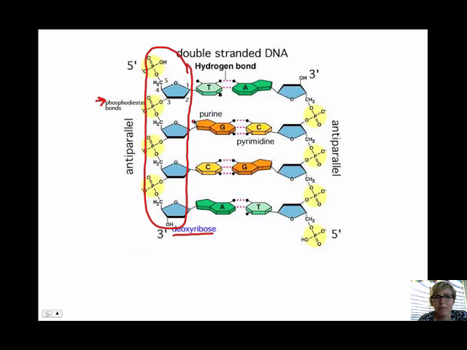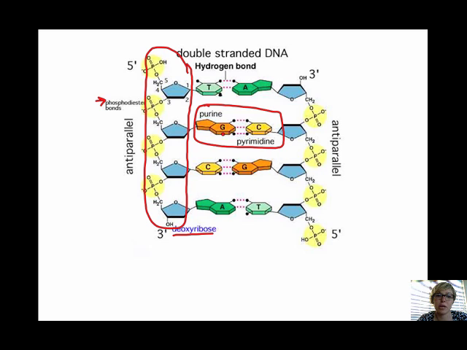Then what we have are our nitrogenous bases. And we have two types of nitrogenous bases. We have purines and we have pyrimidines. And purines are 2-carbon chain nitrogenous bases. They're called nitrogenous bases because, yes, they are carbon chains, but they also have a lot of nitrogen in them. And then a pyrimidine is just a 1-carbon chain nitrogenous base. And a purine always pairs with a pyrimidine.